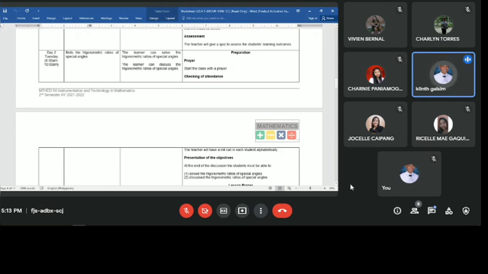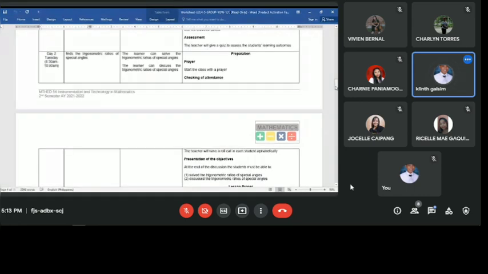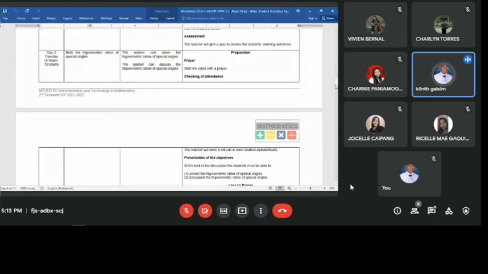And for our preparation, we start with a prayer. And just as before, we will check the students' attendance, and then we will present the objectives of day two. For day two's objectives, we have: the students must be able to solve the trigonometric ratios of special angles. Second is discuss the trigonometric ratios of special angles.